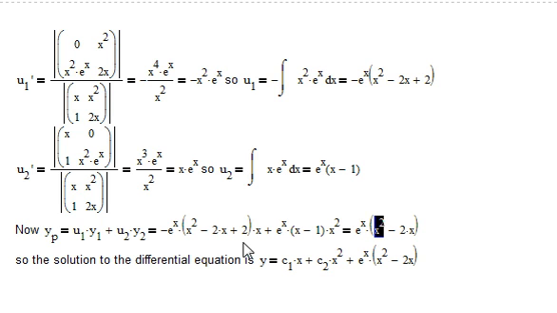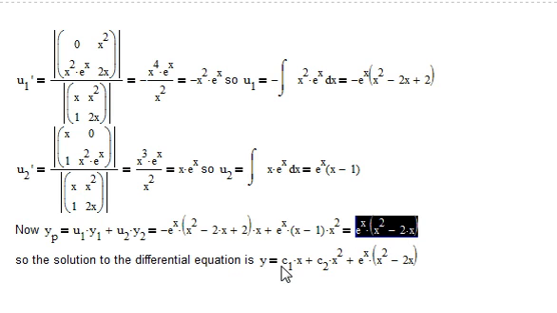Now, what about the constant parts? Let's see. There's no constant part, but we've got a negative 2x e to the x from this side, and there is no e to the x on this side. So negative 2x, and that's it. And that has used every one of our terms. So this is our yp.